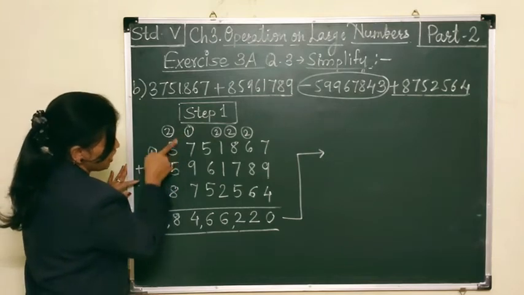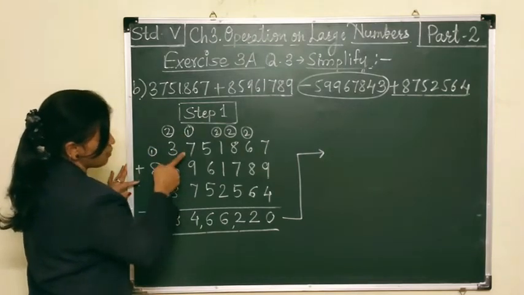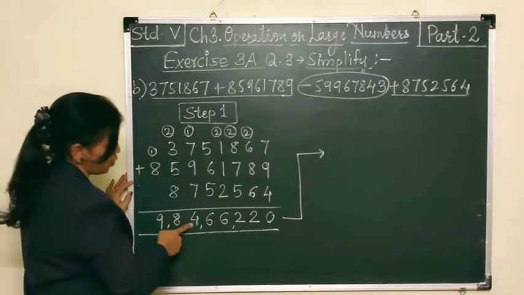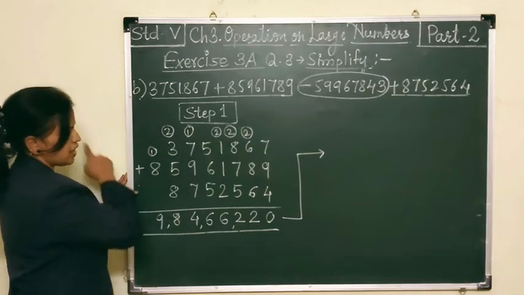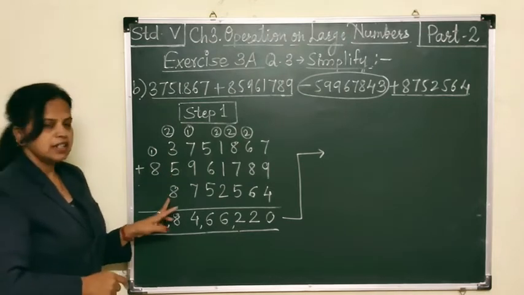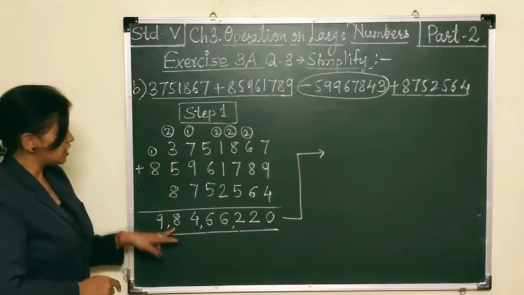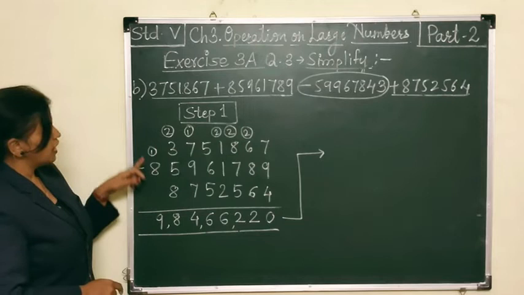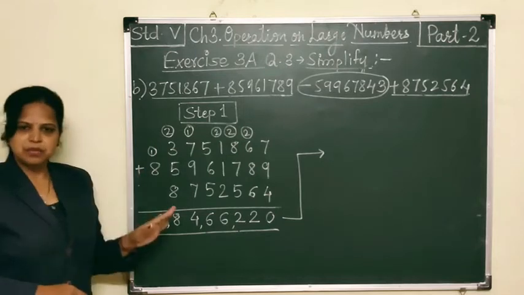9 plus 1, 10. 10 plus 14. This is 7 plus 7, 14. That is 24. 4 is written down. 2 is carried up. 3 plus 2, 5. 5 plus 5, 10. 10 plus 8, 18. 8 is written down. 1 is carried over here. 8 plus 1, 9. So the sum is correct.